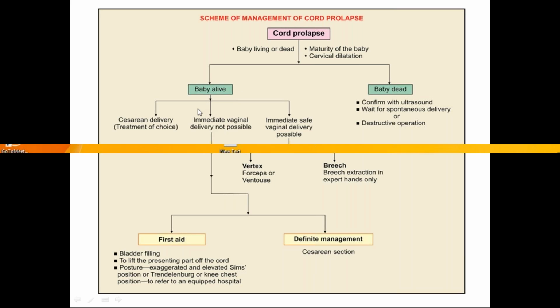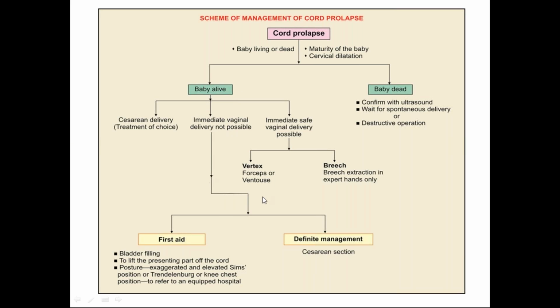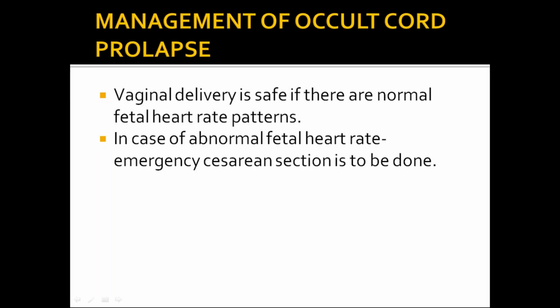If the baby is alive and immediate vaginal delivery is not possible, what to do? I already told you. We have to keep the patient in exaggerated Trendelenburg and elevated Sims position or knee chest position. Bladder filling to be done. A face oxygen mask is to be kept for the mother, and we have to wait for the definitive management. So I think you understand this.